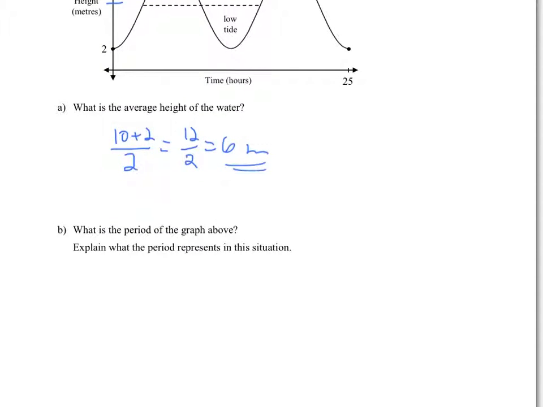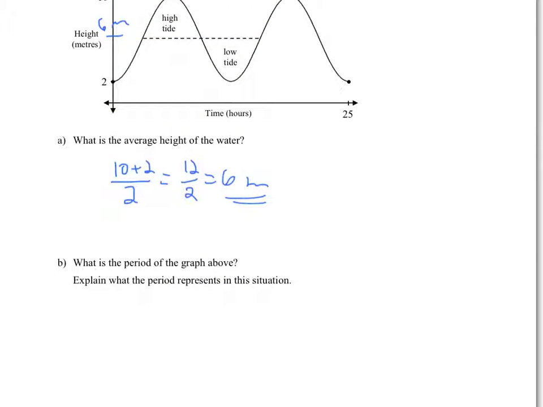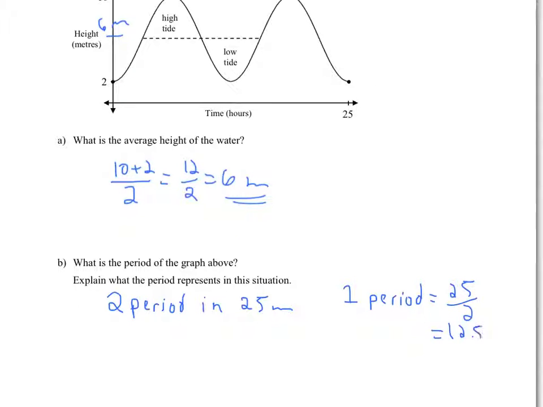So then the next part is what is the period of the graph? We should recall for a sinusoidal function, the period is the length of one full cycle. So period is your horizontal distance as well. So we cover 2 periods in 25 hours. So 1 period is 25 divided by 2, which is 12.5 hours.